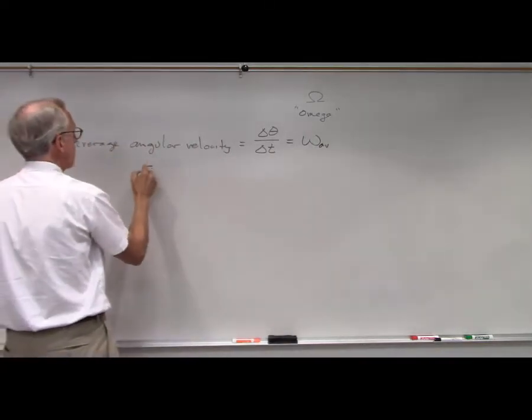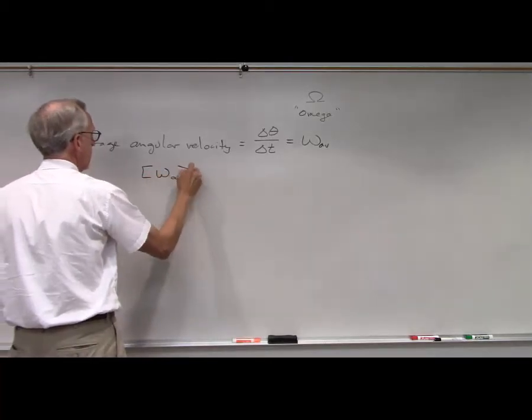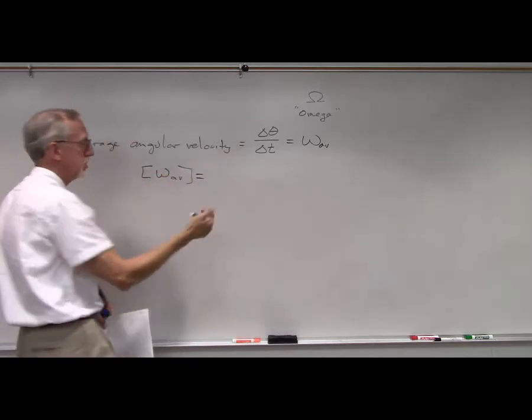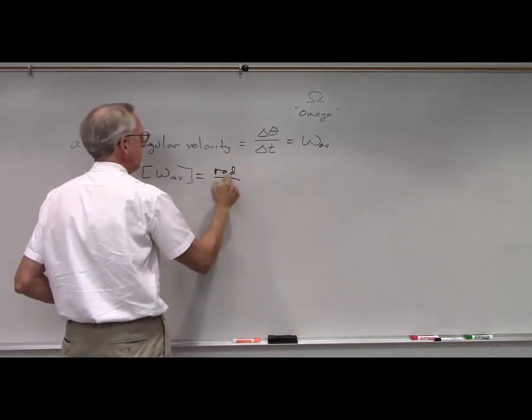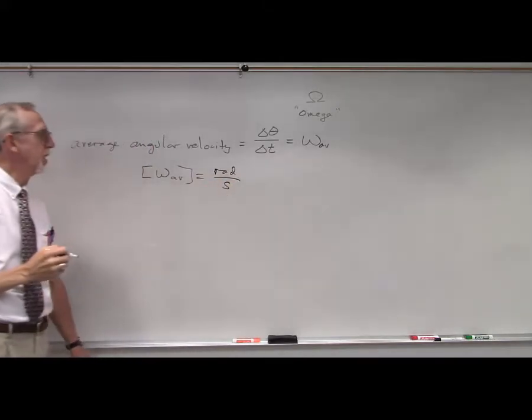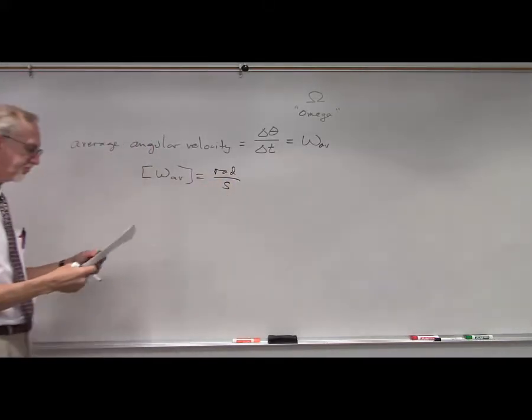Now, what are the units of omega? Well, they're going to be the units of theta. What are those? Well, radians. Units of delta t, seconds. So the units of omega will be radians per second.